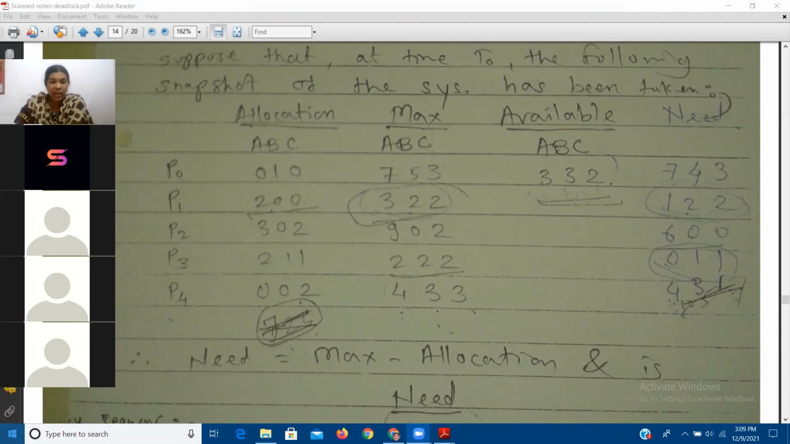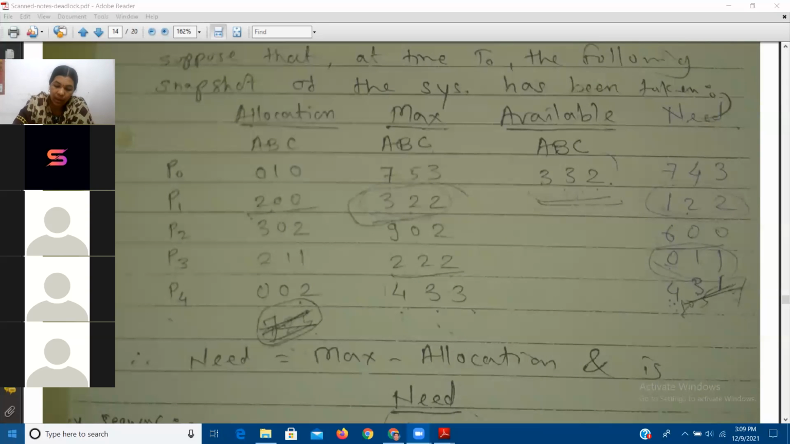So either you are able to choose P4, or you are able to choose P2, or you are able to choose P0. Okay, so if we follow first come first serve, or the same sequence, we'll choose P4. So P4's need is 4, 3, 1. You will subtract it from this available.